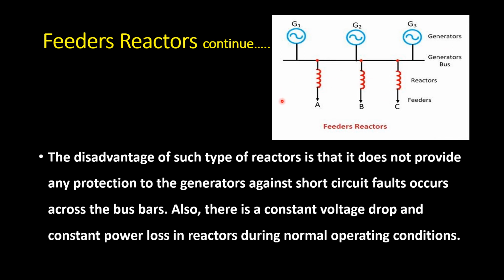These feeder reactors are protecting the system only when fault occurs on a particular feeder, otherwise not. Also, there is a constant voltage drop and constant power loss in reactor during normal operating condition. It is similar to that of generator. In case of generator also there is a continuous voltage drop. In the same way, in case of feeder reactor also there is a continuous voltage drop.